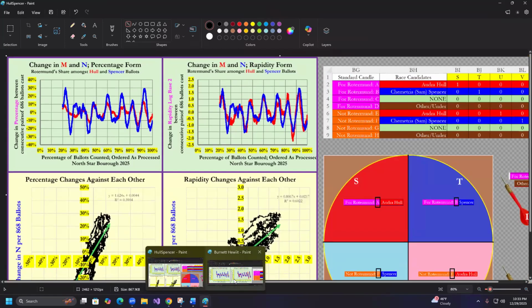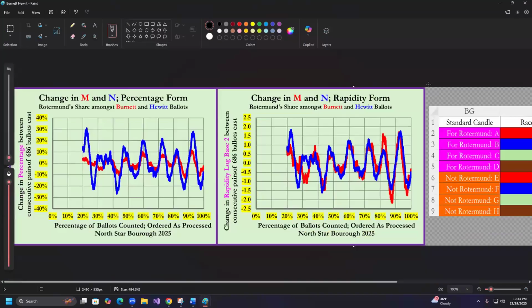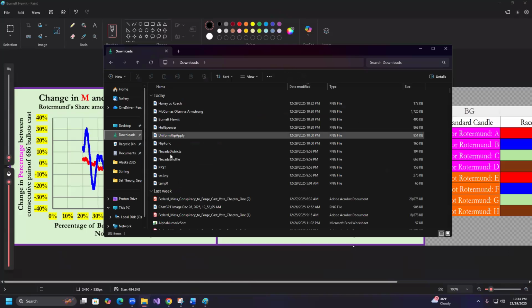And then if we look at Burnett versus Hewitt, the other school board race that the Democrat or liberal won, same thing. Lockstep parallel motion, if we look at their support for Roterman. And this creates a rather absurd scenario.